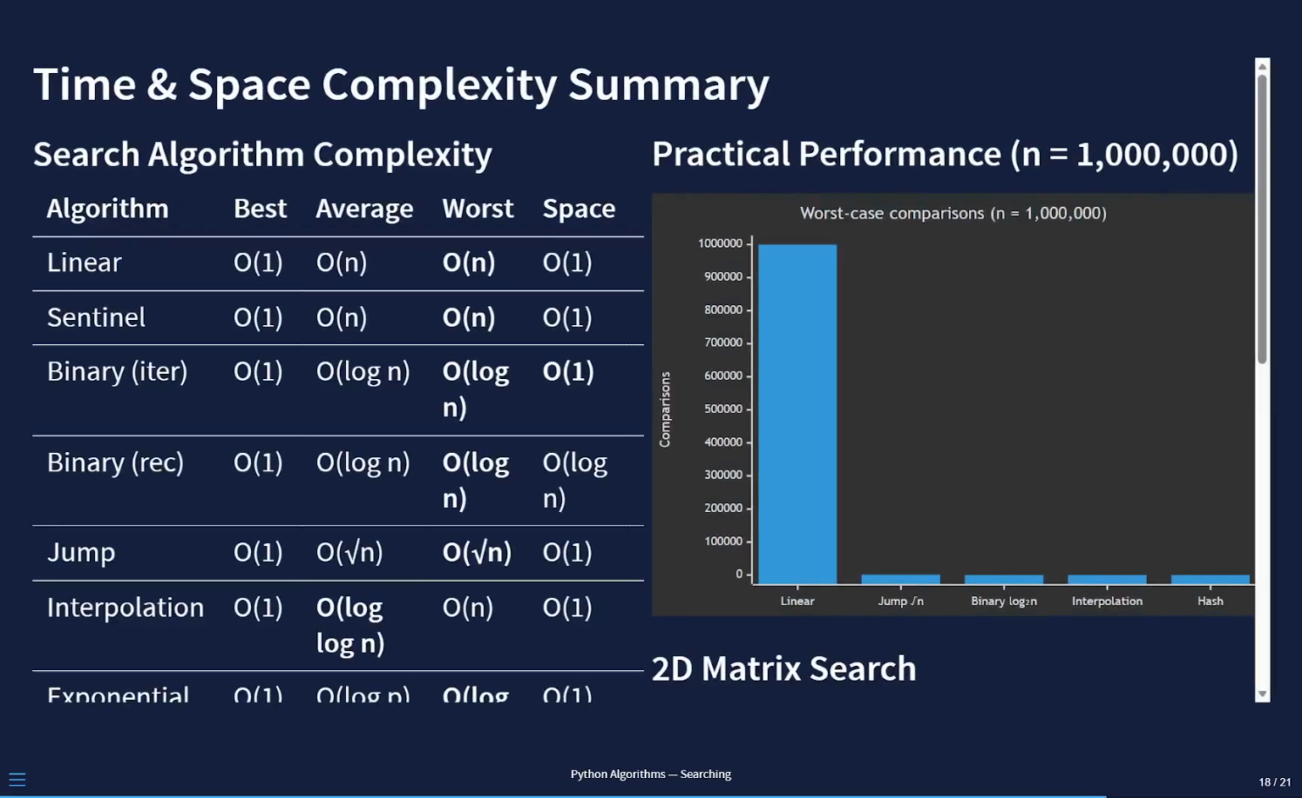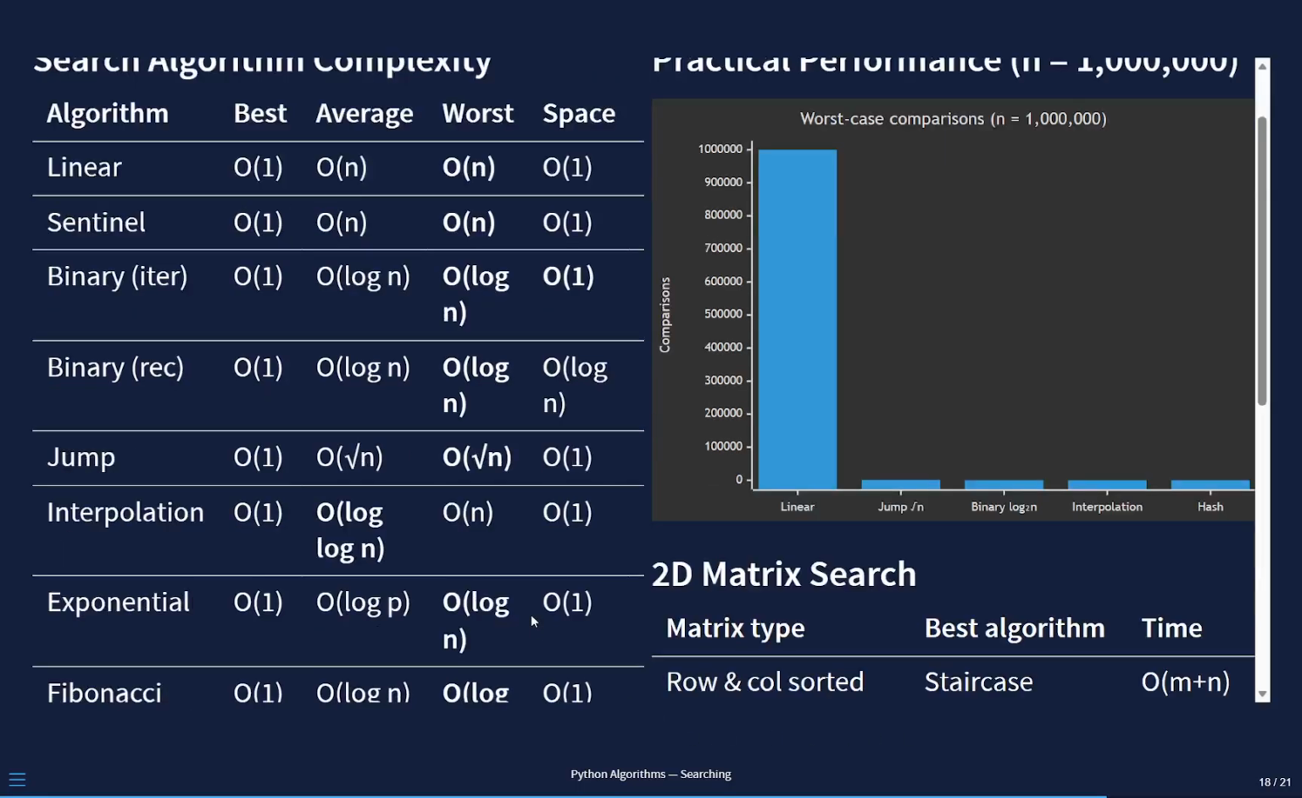Next. Full reference table. All algorithms compared. Click, starting from the top. Linear and Sentinel: O(n) worst case, O(1) space. No sorting required, your baseline. Binary iterative: O(log n) worst case, O(1) space, requires sorted data. This is your default choice for sorted data.